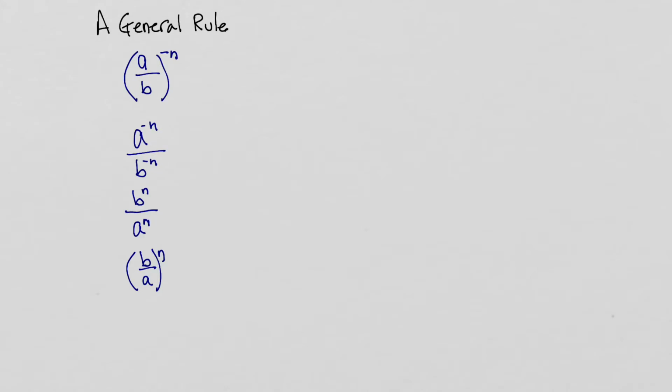So look what we've got here. We started with a over b to the negative n, and now what we did is we switched these. We got b over a to the positive n. So what we do is we invert the fraction and change the sign of the exponent. So here's our rule. If we have a over b to the negative power, we can rewrite this more simply as b over a, invert that fraction and then just make the power positive.